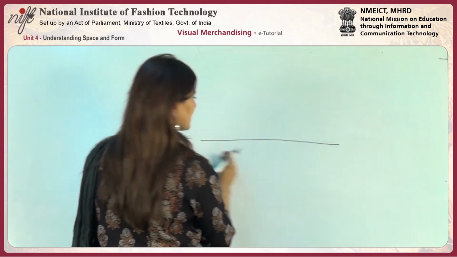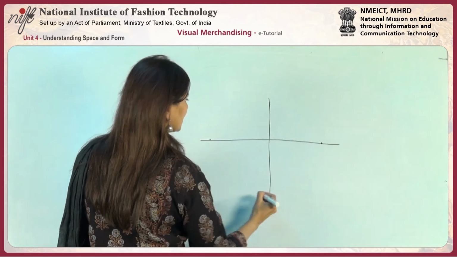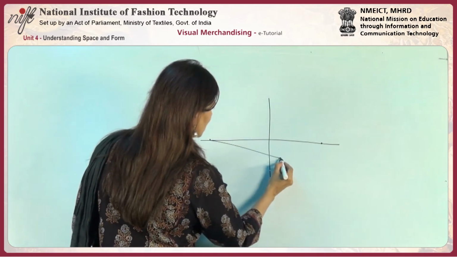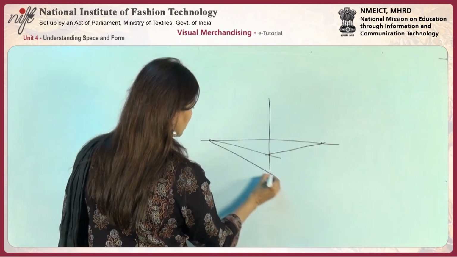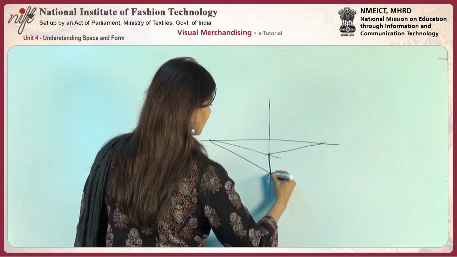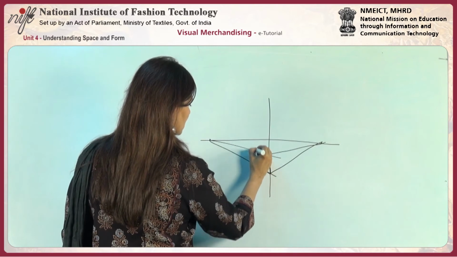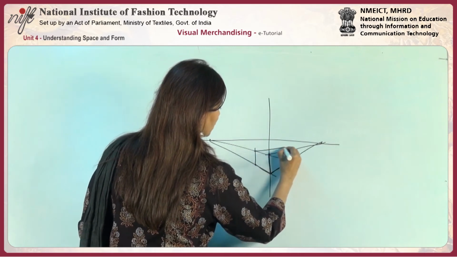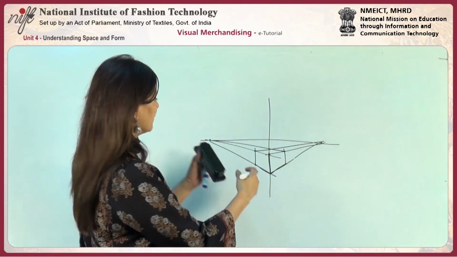So this is your horizon line on which your eye is going to be. Let's take the two vanishing points and we take the center point. First one is an aerial view when I'm seeing from the top. So this is my top level, and suppose this is the height of my box. So that's the height, and this is the vanishing. Suppose this was the length of my box, and this was the width of my box, then this point would vanish here, and this point would vanish here. So this is my aerial perspective.